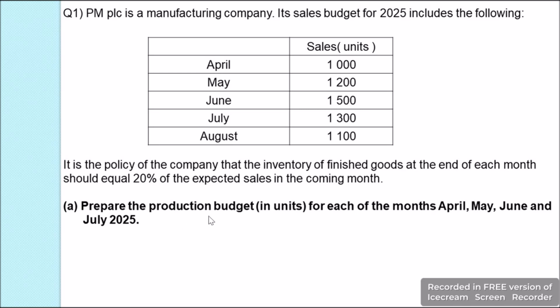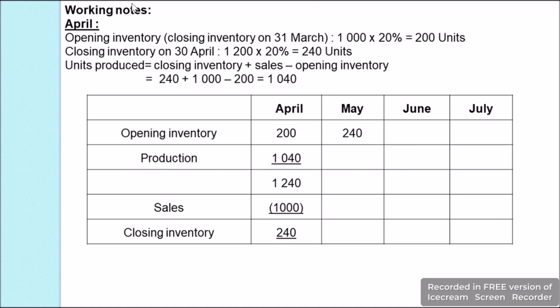In the first part of the question, we are asked to prepare the production budget in units for each month: April, May, June and July 2025. Now let's start with the working notes. In the production budget, we usually use this formula: units produced will be equal to the closing inventory plus sales minus opening inventory. So in the production budget, we will have these four things: the closing inventory, sales, opening inventory and the units produced.